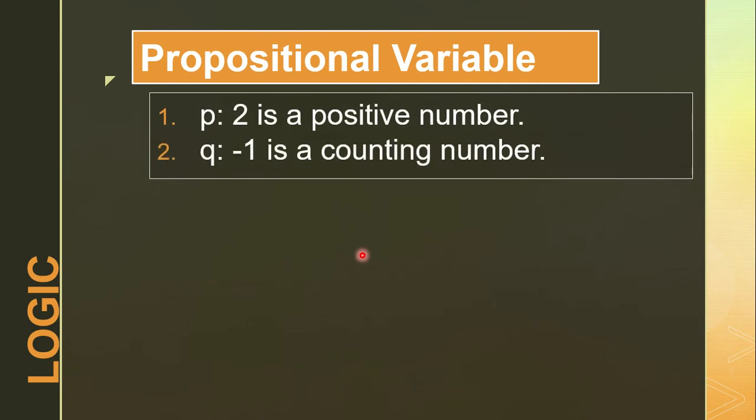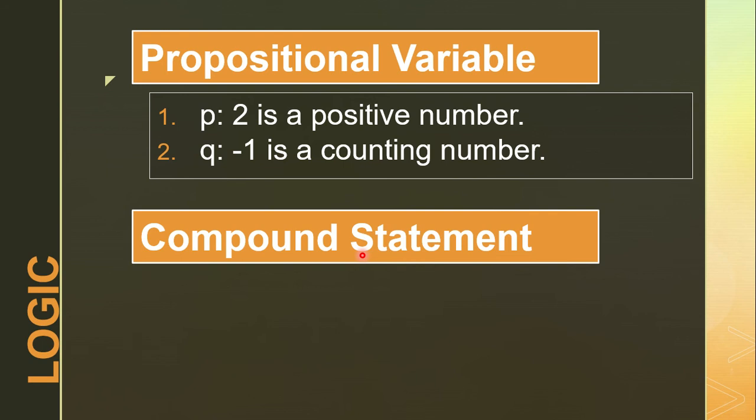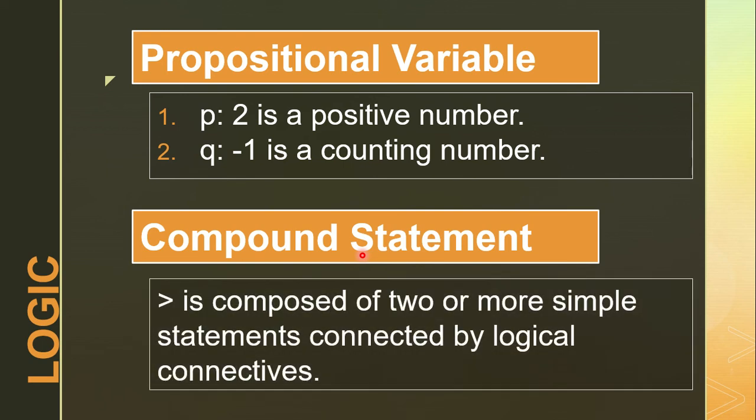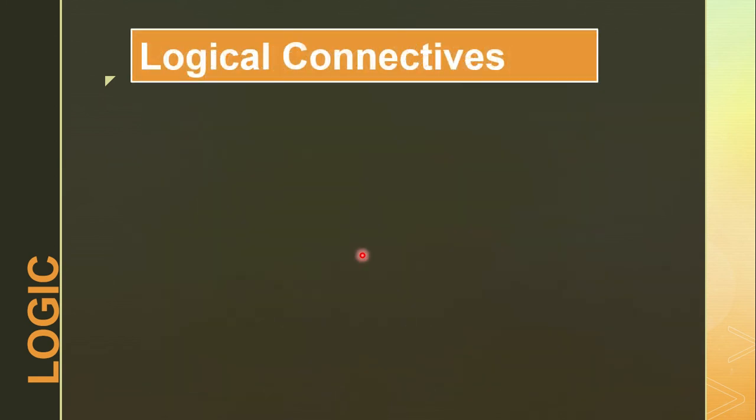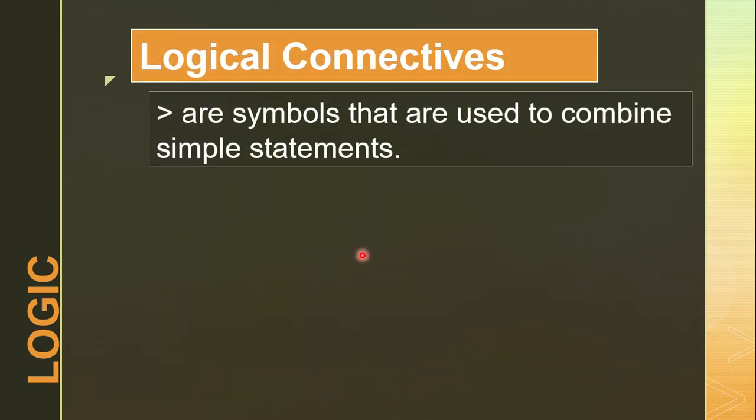You can say that we can assign P to be 2 is a positive number, Q is negative 1 is a counting number. So again, we can assign a statement to a propositional variable. When you combine two or more statements, we call them compound statements, and they are connected by logical connectives. These connectives are symbols to connect two or more simple statements or propositional variables.